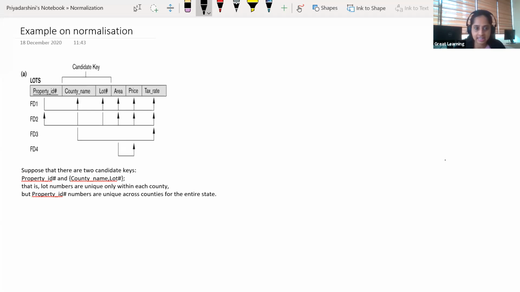So property ID they've made as a primary key because it was a single attribute. So candidate key also they have given here. Okay, there are two things we have. We need to solve this.